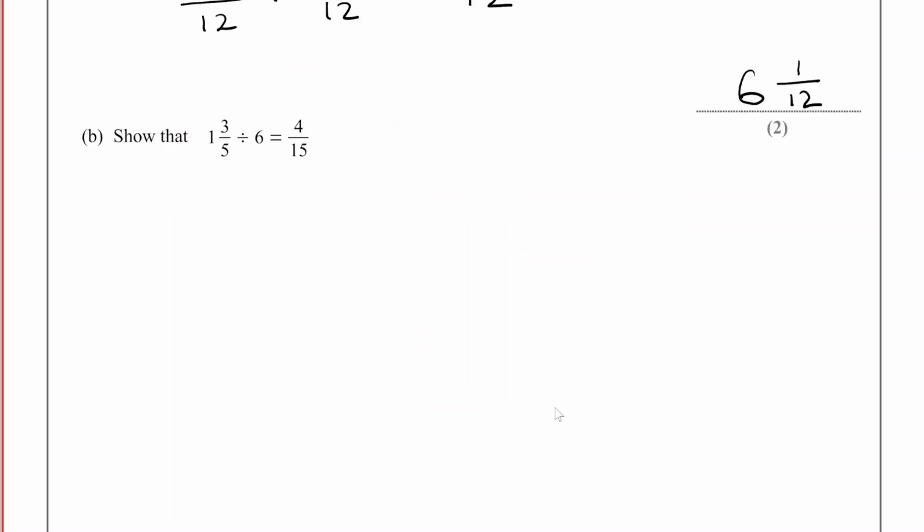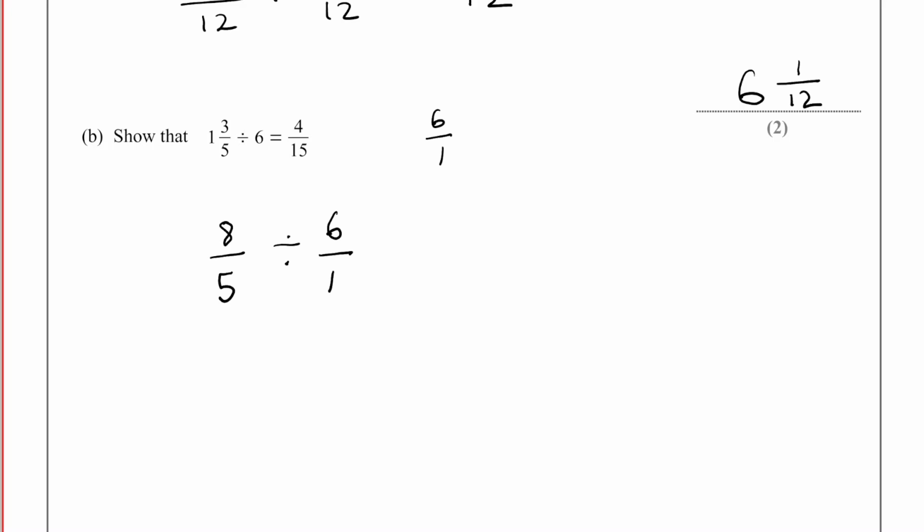Show that 1 3/5 divided by 6 equals 4/15. So I'm going to change 6 into 6/1. I'm going to make it into a fraction. And I'm going to change 1 3/5. 1 whole one is 5/5. So I'm going to change that into 8/5. I'm going to write 8/5 divided by 6/1.